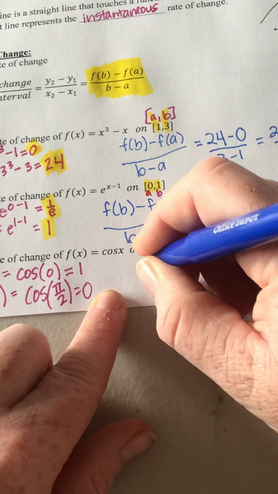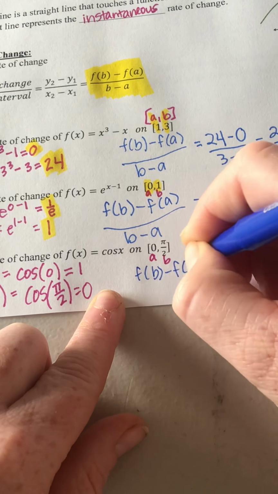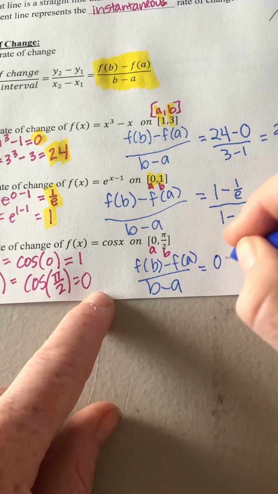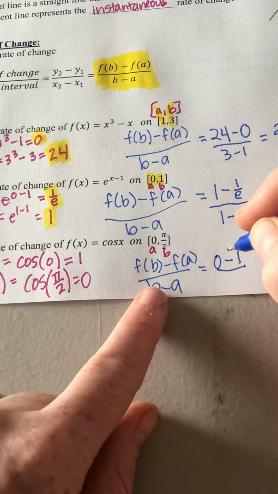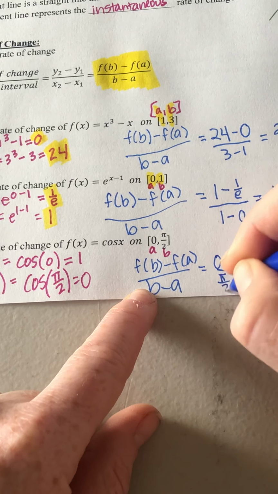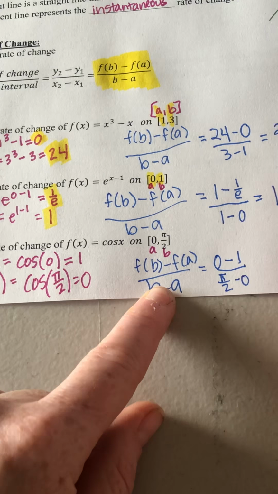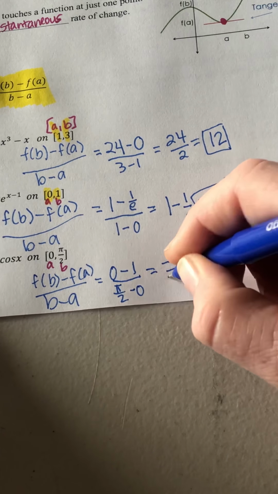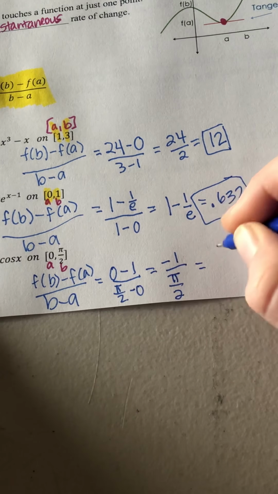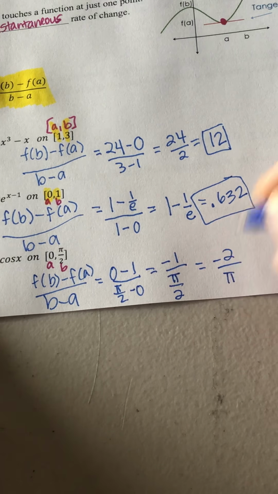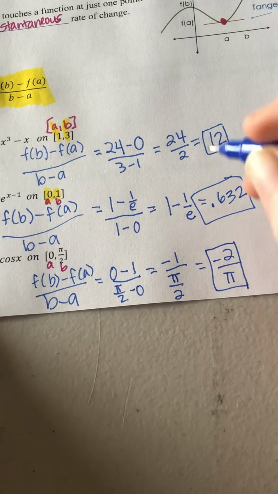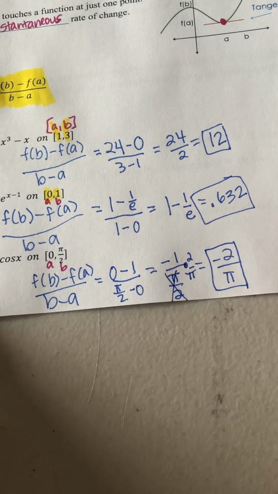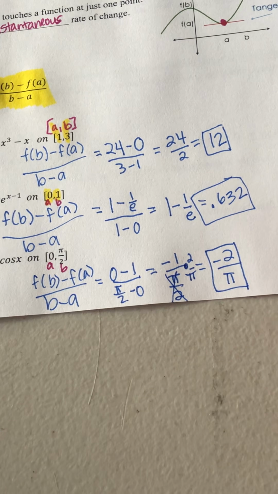Let's plug it in. F of b minus f of a all over b minus a. F of b is 0 minus 1 all over pi over 2 minus 0. Okay? So that's negative 1 over pi over 2, which ends up being negative 2 over pi. You would really times that by 2 over pi. Okay, negative 2 over pi. All right, that's it for the first page.